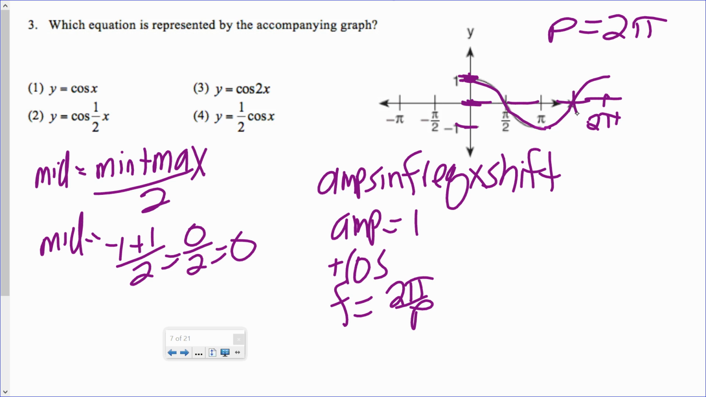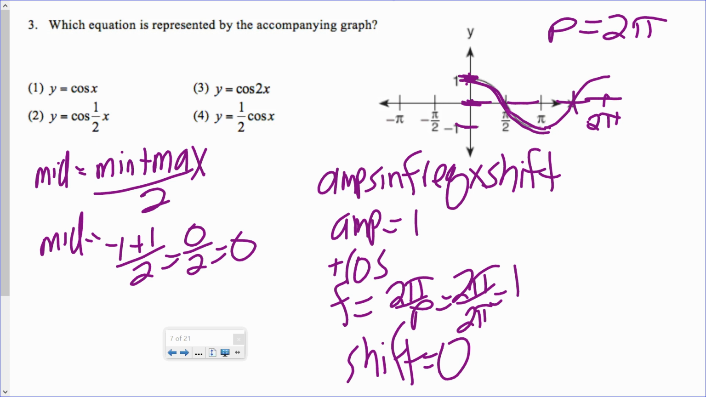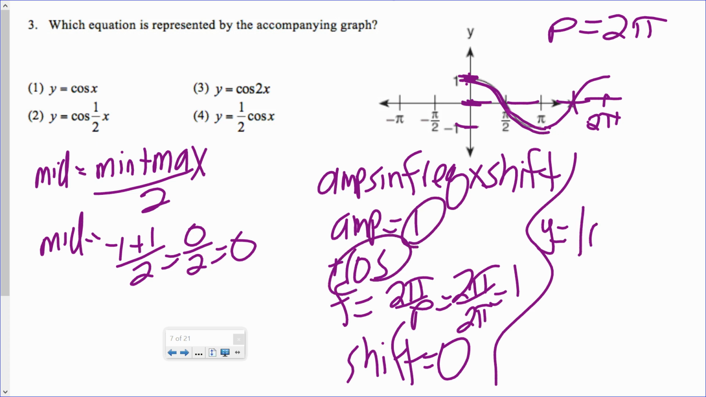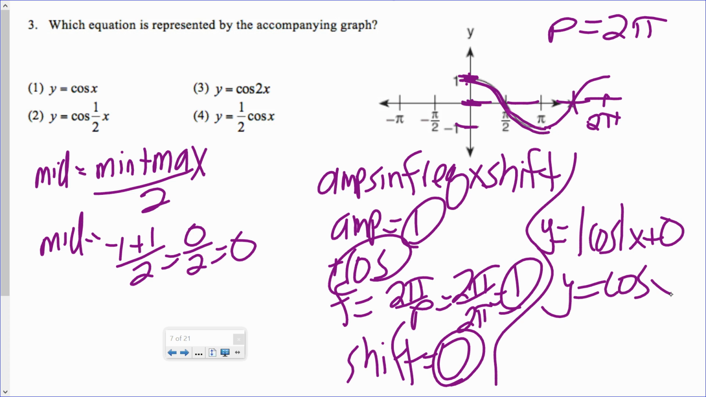Hopefully that makes sense. Again, if it's half of a wave to get to pi, double that, 2 pi would be a full wave. So it's 2 pi over 2 pi, which is 1. My shift is 0. So, amp, sine, freq, x, shift: amp, positive cosine, freq, x, shift. I can clean that up, and that's just a regular cosine. Choice 1. All right.